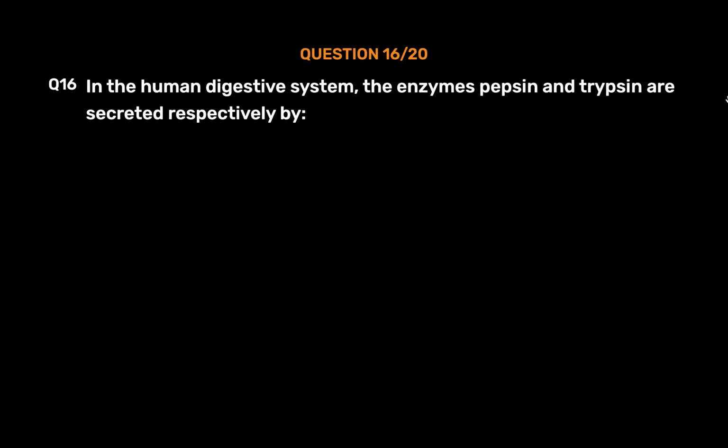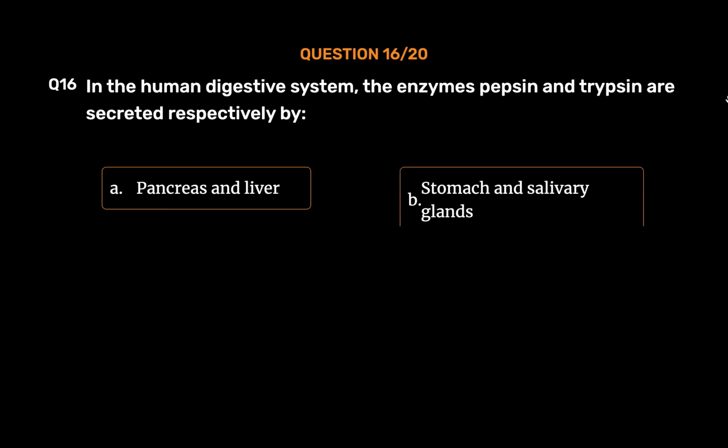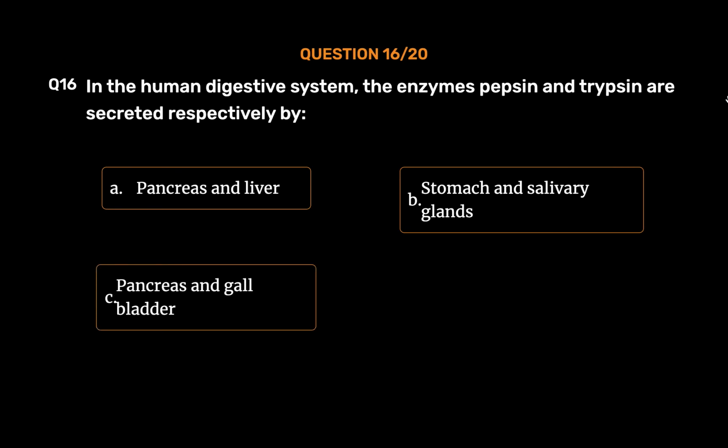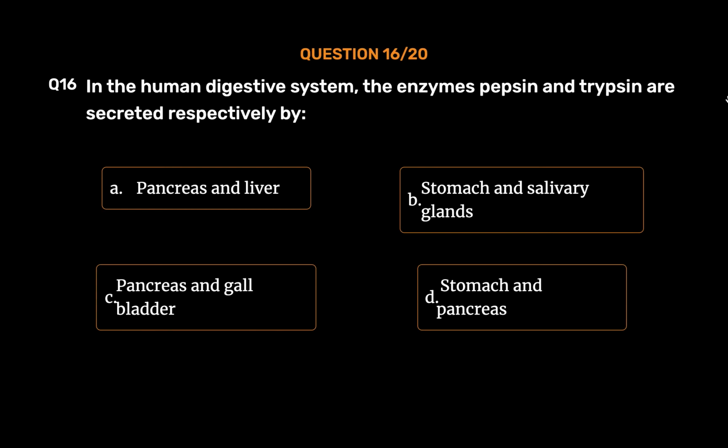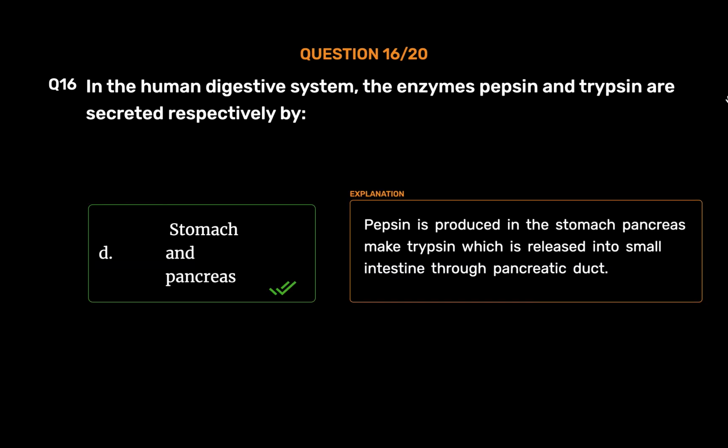Question number 16. In the human digestive system, the enzymes pepsin and trypsin are secreted respectively by option A. Pancreas and liver. Option B. Stomach and salivary glands. Option C. Pancreas and gallbladder. Option D. Stomach and pancreas. The correct answer is option D. Stomach and pancreas. Pepsin is produced in the stomach. The pancreas makes trypsin, which is released into the small intestine through the pancreatic duct.